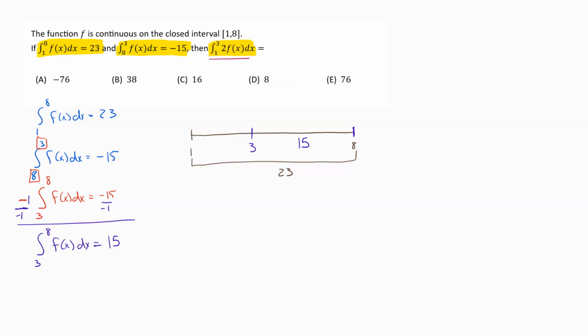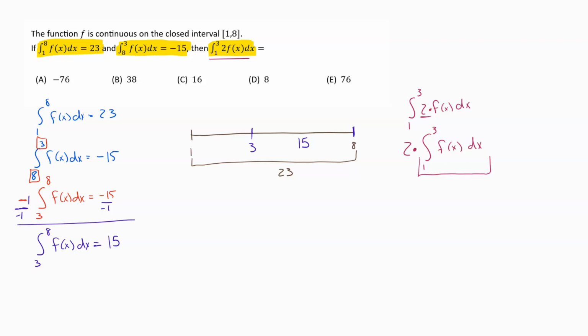Now let's go look at what they were asking us to find. I wanted to know the integral from 1 to 3 of 2 times f of x dx. The first thing you want to do on this is pull this constant to the front here. You can pull constants that are being multiplied to the front, and that's going to allow us to see a little bit more clearly what we're trying to find here. We're trying to find this definite integral, and if we can find that value, we just need to multiply it by 2 to get our final answer.